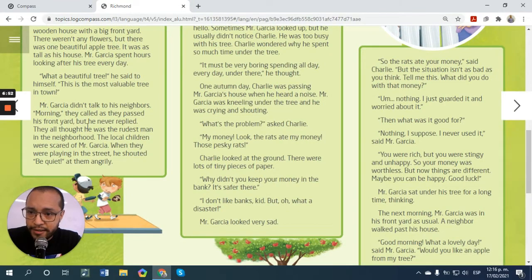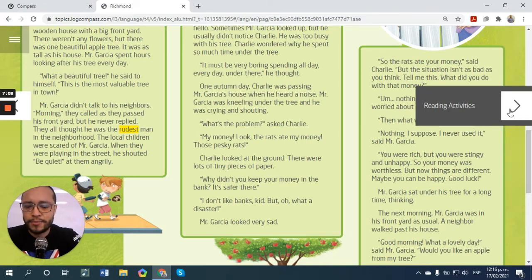When the author is telling us that he didn't reply to their greetings, and you have it here, the rudest person. Yeah, let's highlight it. That's the word you gotta put there, the rudest person. That means a person without manners, una persona sin modales, sin decencia para tratar a los demás.